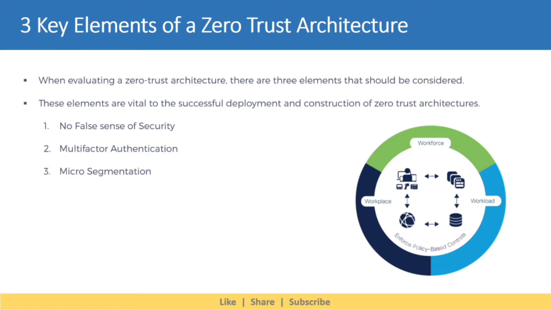Now let's discuss the key elements of a Zero Trust architecture. When evaluating a Zero Trust architecture, there are three elements that should be considered. These elements are vital to the successful deployment and construction of Zero Trust architectures. The first element is no false sense of security.